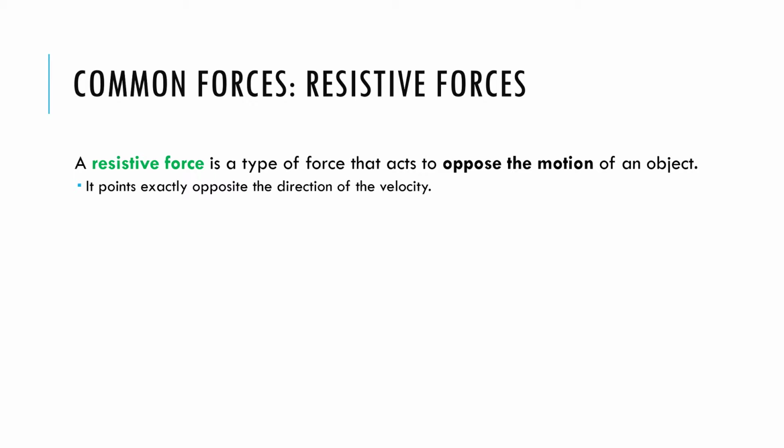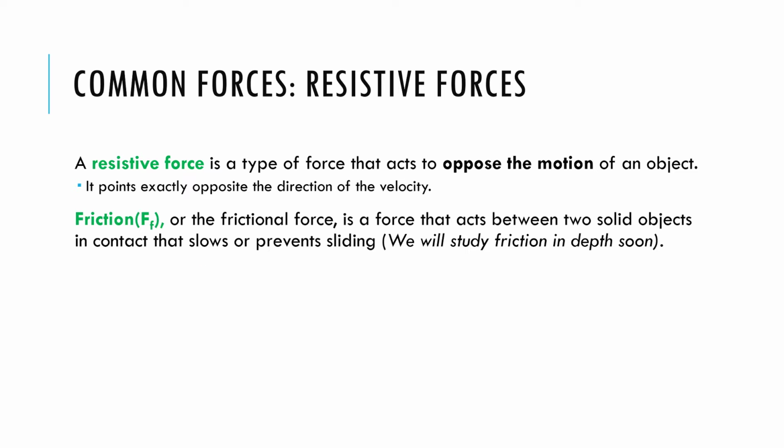So there's a couple types that we will see. Friction is one. We'll talk more about this in a future lecture. But friction is a sliding force between two objects in contact. The IB will call this solid friction. It's two surfaces, so we'll either slow down or prevent sliding.